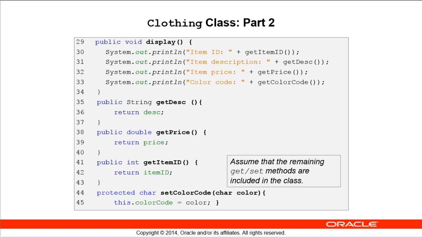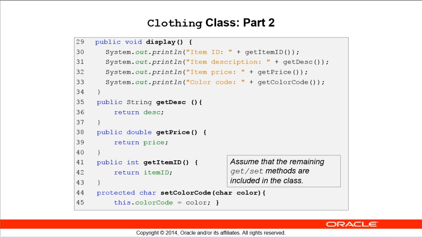This code demonstrates the display method for the clothing superclass and also the getter methods on lines 35, 38, and 41. And one of the setter methods on line 44. The remaining getter and setter methods aren't shown here, but let's assume that they're there. The display methods used in lines 30 to 33 print out only fields that exist in clothing. Think back to the last diagram where we saw the superclass clothing with all its various methods.